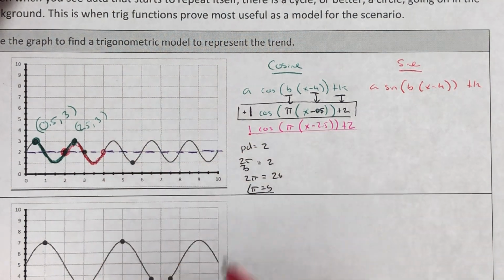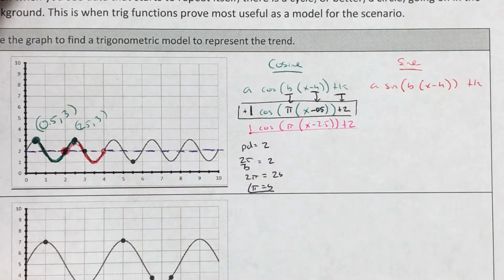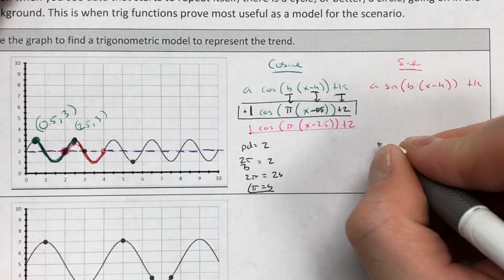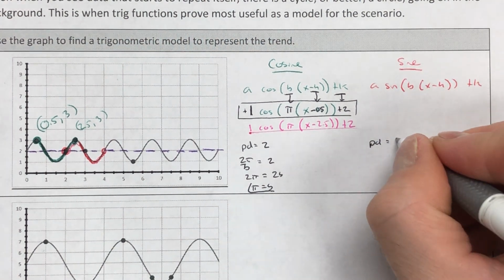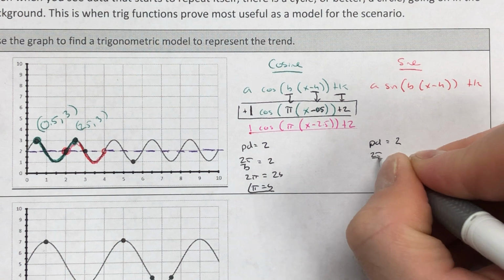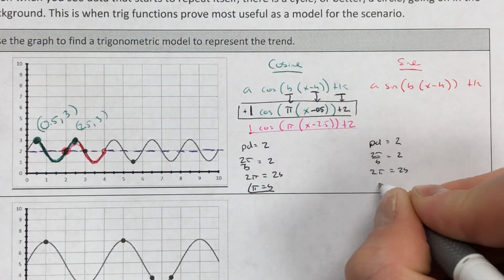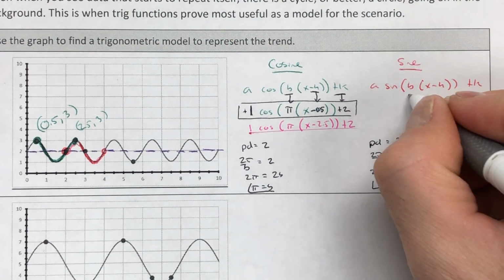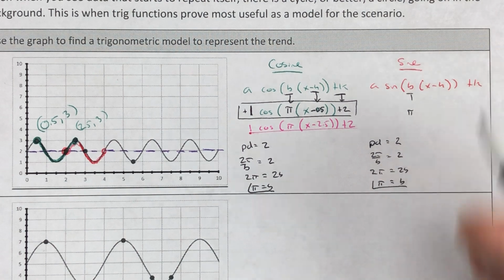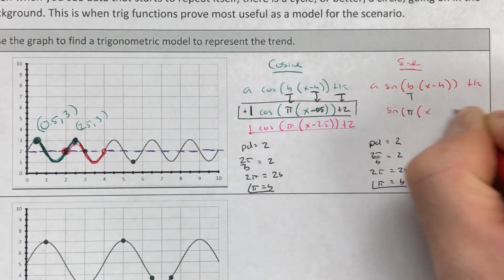And then I go upward to the midline there, which in this case I go from 2 to 4. If I sketched out my period, from 2 to 4 is going to be the exact same, 2. 2 pi over b is 2, which means 2 pi is 2b, or pi is b. So I'd have pi sine.